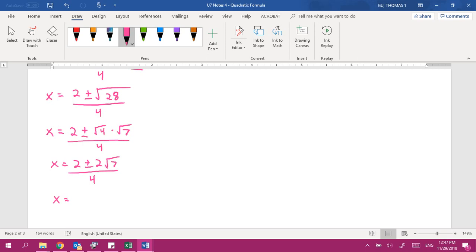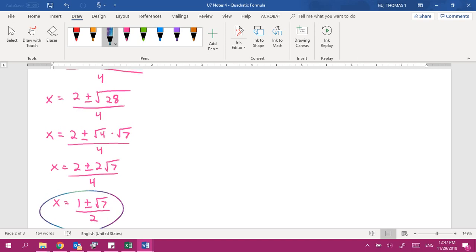So what's my final answer going to be then? X equals 1 plus or minus the square root of 7, over 2. That's right. You don't need to put the 1 next to the square root of 7 because 1 times something is still whatever it was. So that one's pointless. But you do need the 1 at the beginning.